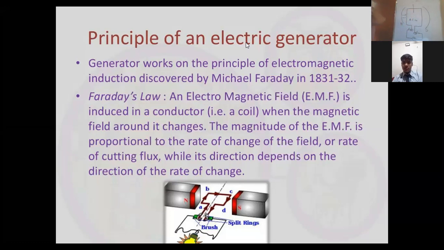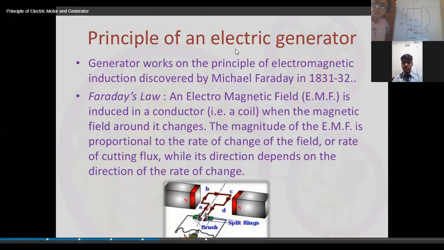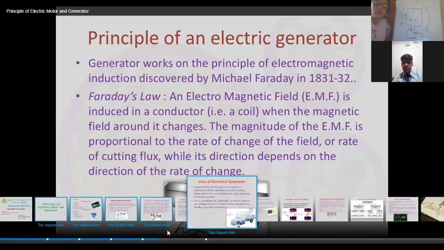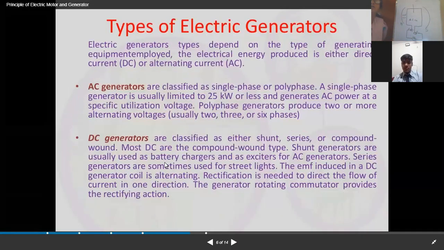You can see the same diagram which I have already drawn on the board on your screen. There we have the DC generator, with split rings. Once it rotates, what will happen? Current will be induced in the coil and the bulb will glow. This is the working of the generator. I told you that there are two generators, AC and DC.